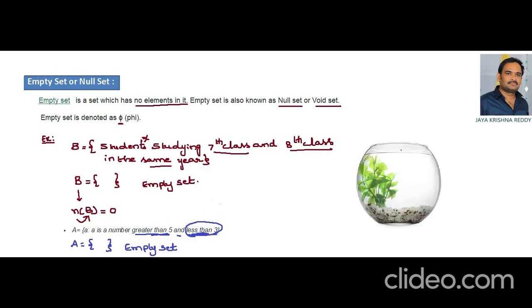Here, if we consider this aquarium as a set and the fishes in this aquarium are the elements, then the number of elements means the number of fishes in this aquarium. Have you observed any fish in this aquarium? No. This aquarium has no fishes, means 0 fishes. That means this set has no elements, so it is an empty set.